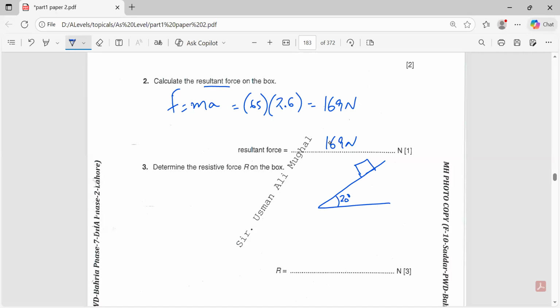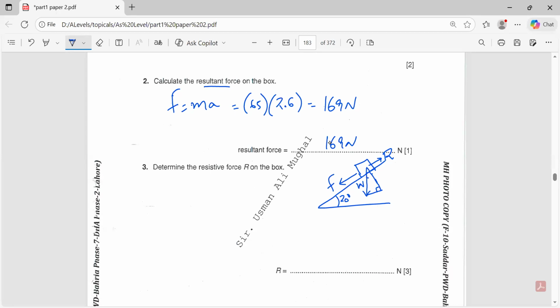We have to find the resistive force when the box is sliding down. So when it is sliding, the resistive force will be backward, and there will be one force acting in the forward direction. One component of the weight will be parallel to this surface. So this is the weight W, and how will we make its perpendicular component? This will be its vertical component, this will be its horizontal component.